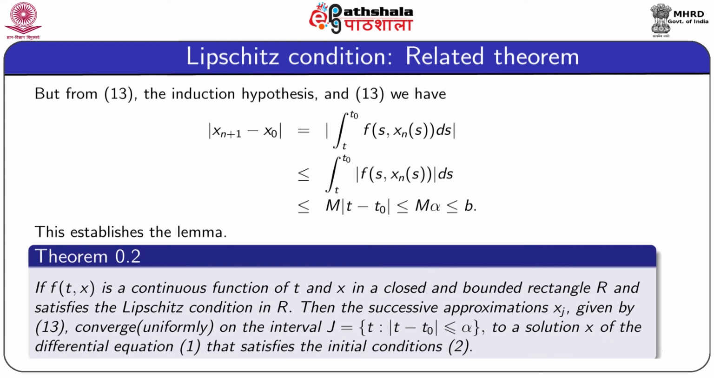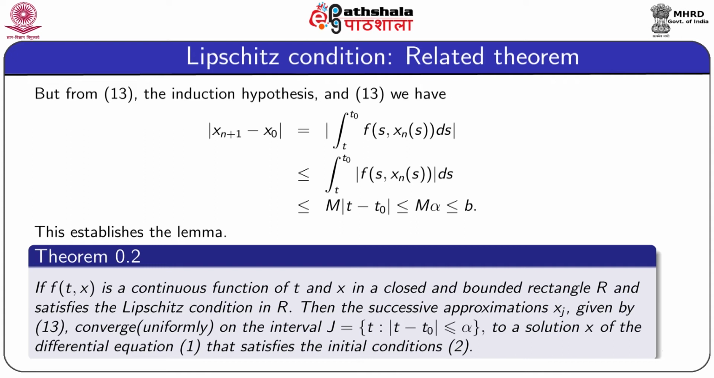But from the induction hypothesis and 13, we have mod of x_(n+1) minus x_0 is equal to mod of the integral from t_0 to t of f(s, x_n) ds, which is less or equal to the integral from t_0 to t of mod of f(s, x_n) ds, which is less or equal to m times mod of t minus t_0, less or equal to m alpha, less or equal to b. This completes the proof of this lemma.